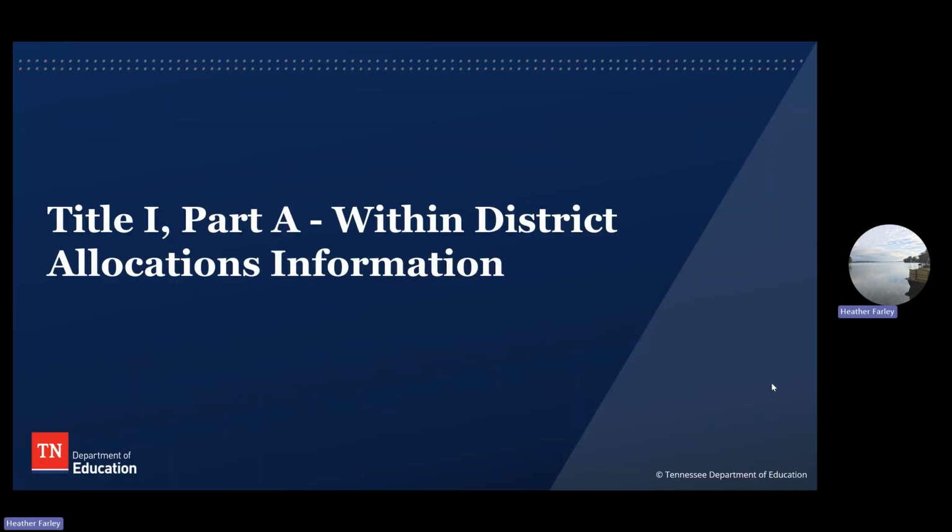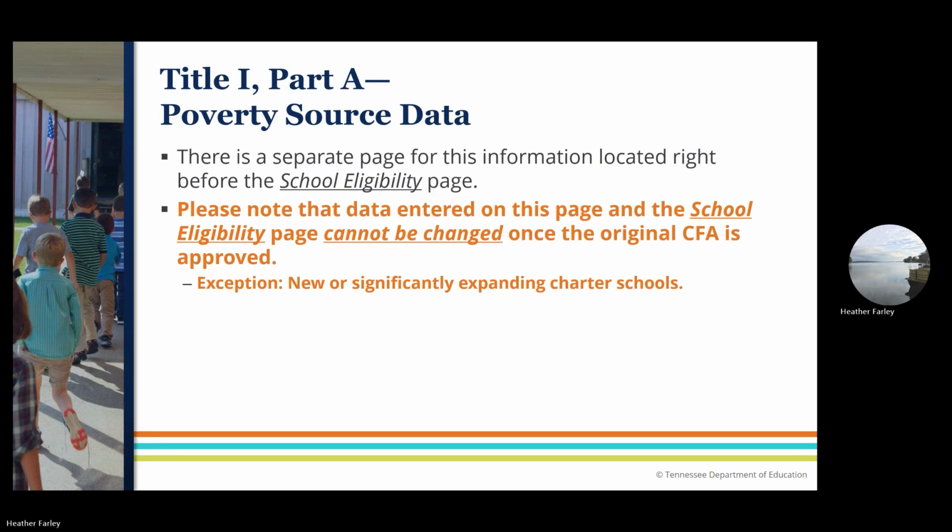Your within district allocations information, with your poverty source data, which we'll go over a little bit more, the options. Do note LEAs have the autonomy to choose the month and year and the data that they want to have for their poverty source. However, note, once the CFA has had original approval by the Tennessee Department of Education, it cannot be changed. However, under ESSA, there are exceptions for new or significantly expanded charter schools.